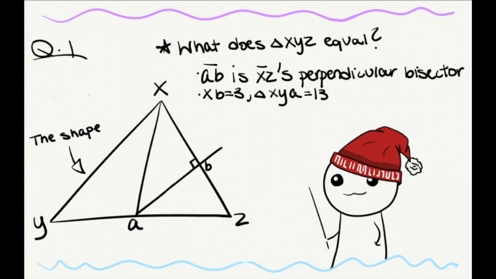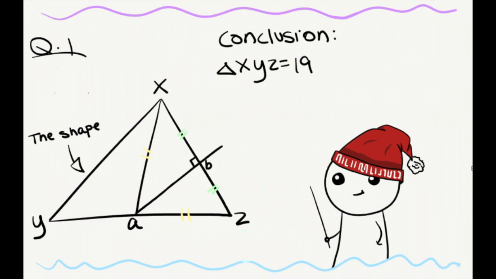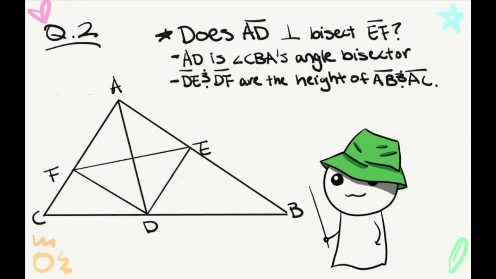We also know that XA equals AZ, which means we can replace the XA in the perimeter of triangle XYA with AZ, thus resulting in XY plus YZ equaling 13. 13 plus 6 will equal the perimeter of triangle XYZ, which means it equals 19. So on to question 2.